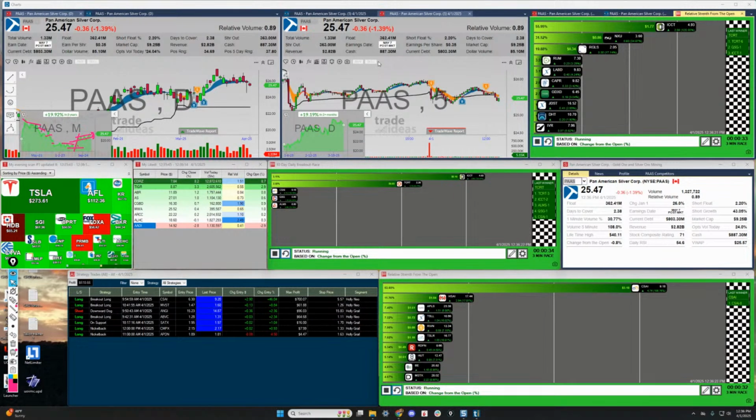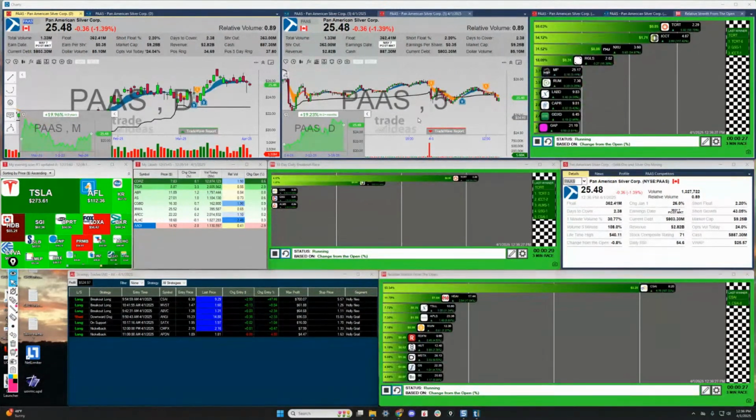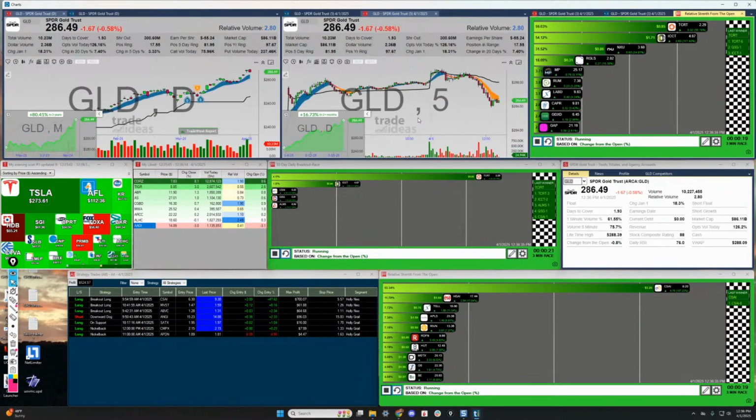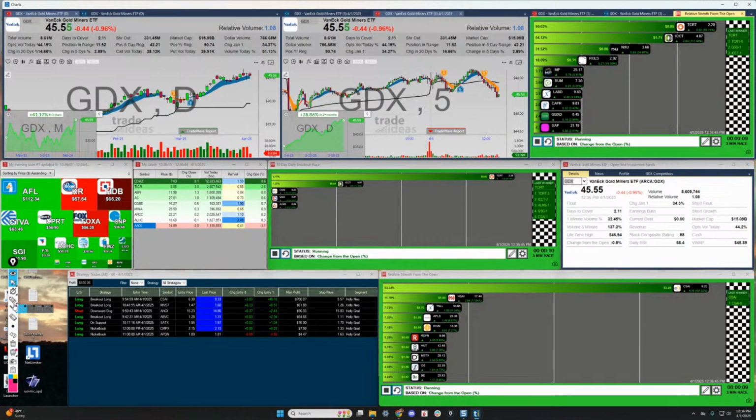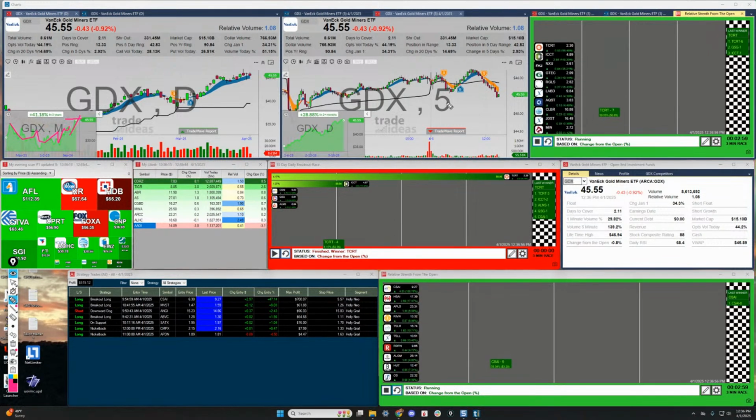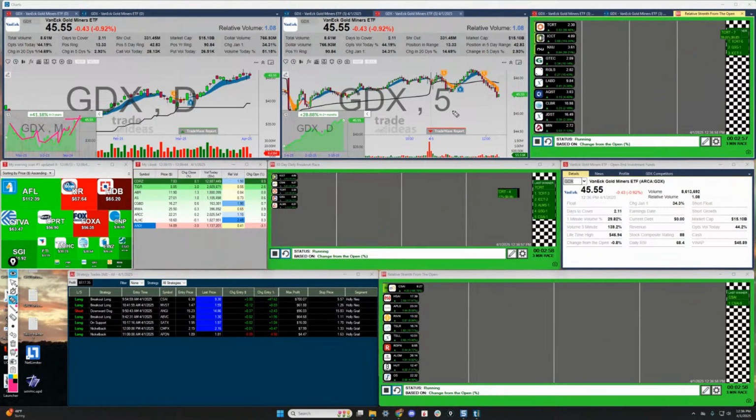I will say that the miners are nowhere near the metals or the indexes of the metals themselves, like GLD. Look at GLD up and away like this, but look at GDX. Come on, man. GDX is nowhere near that, right? GLD was up and away. GDX is chopping all over the place. And while it's up here now, it did not take the path that GLD took whatsoever.